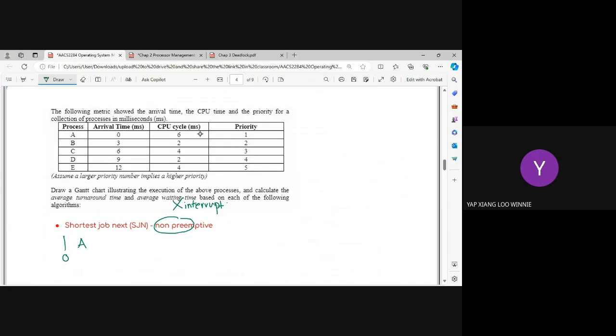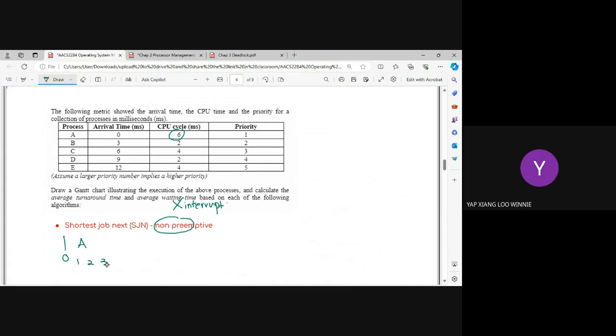Okay, and A takes up a CPU cycle of 6. So you just imagine, you don't write this in your exam, students. Don't write this in your exam. I'm just trying to picture it out. Now A starts to process for 1 millisecond, 2 milliseconds, and at 3 milliseconds, process A is not done, because we need 6 milliseconds.